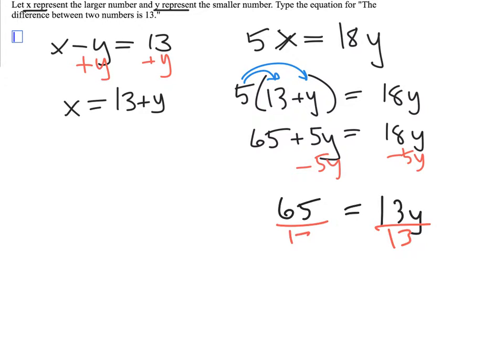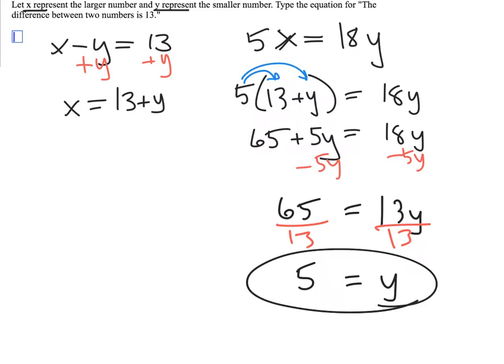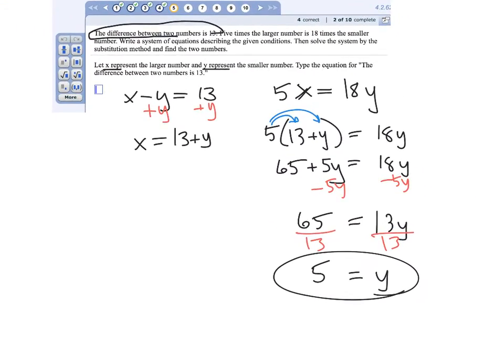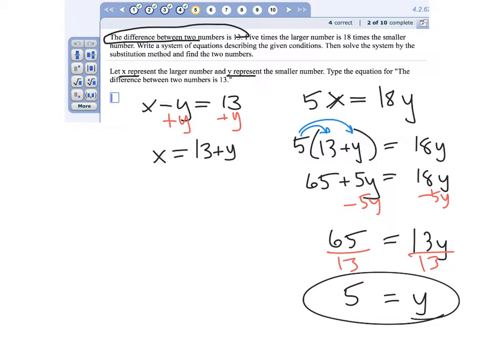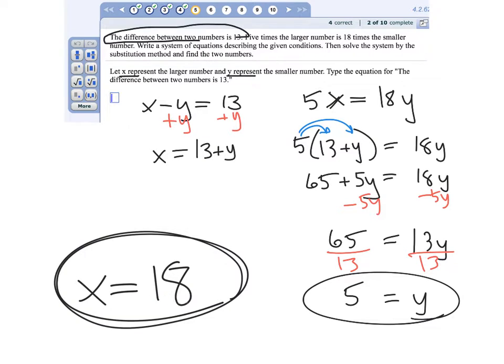I'm going to divide by 13, and that gives me Y is equal to 5. So what was Y? Y was the smaller number. Since Y was the smaller number, and we know that the difference between those two numbers was 13, I'm going to add 13, and that tells me that the larger number was 18. So sure enough, 18 minus 5 gives me the 13 that we're looking for. So that's the size of your two numbers. Your larger one is 18, your smaller one is 5.